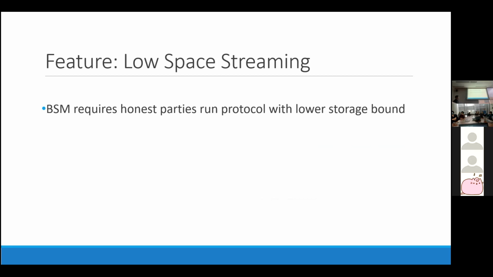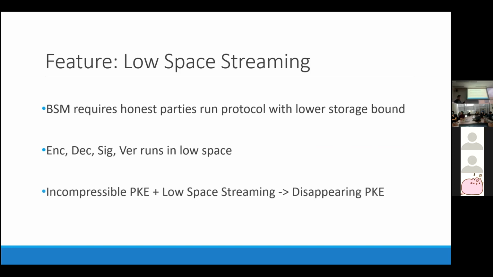However, we show that two of our constructions, encryption, decryption, signing, and verifying, so in other words, all the honest parties, can run in low space. So with this additional feature, if you have an incompressible PKE that supports low space streaming, meaning that the sender and the verifier can carry out encrypt and decrypt in low space, then that scheme would imply that it is a disappearing PKE. Does that make sense? So security-wise, strictly stronger, but for functionality-wise, you need this additional low space streaming feature.